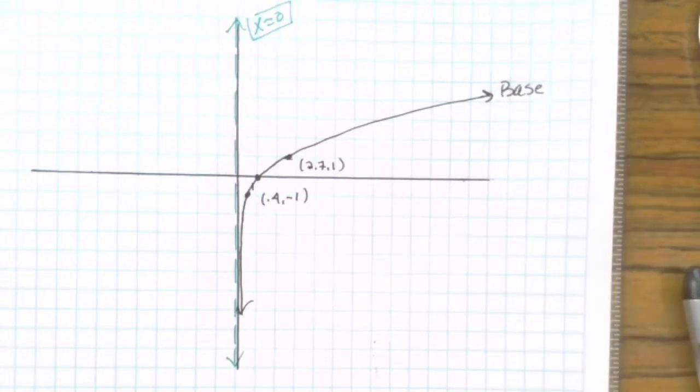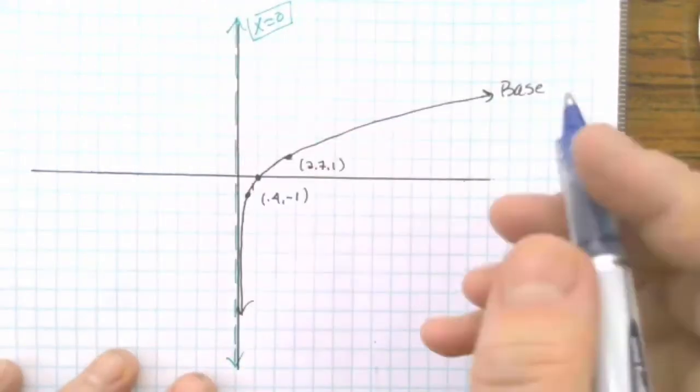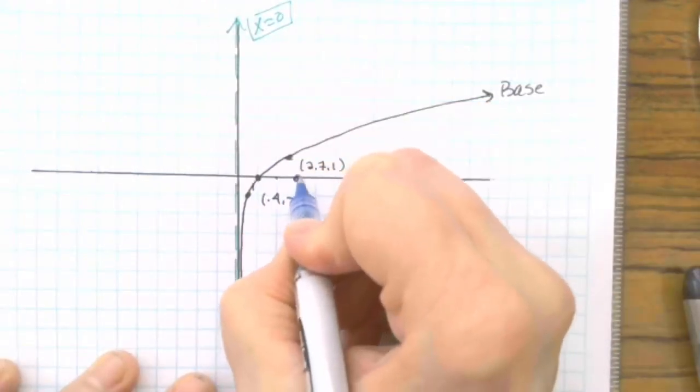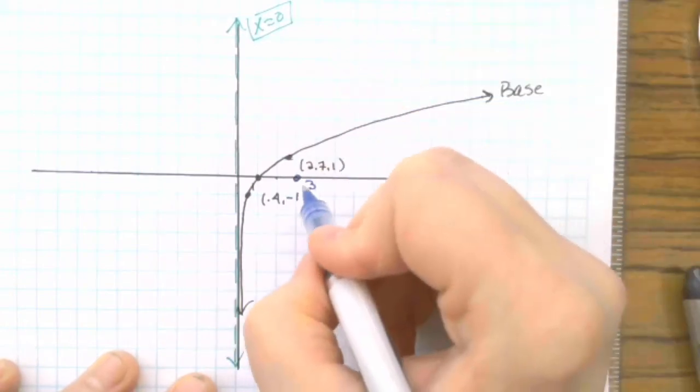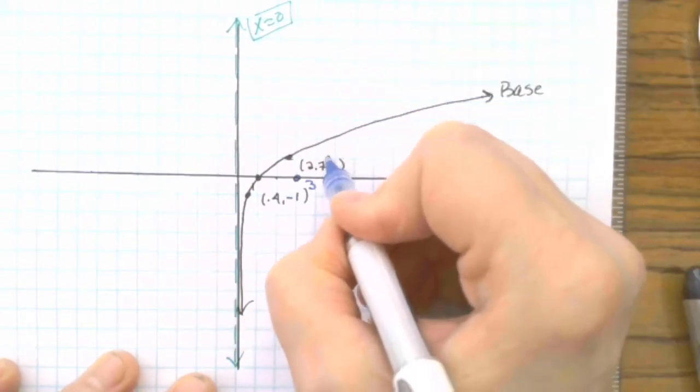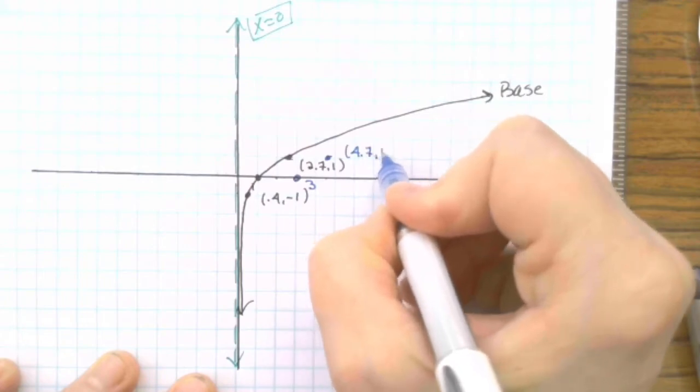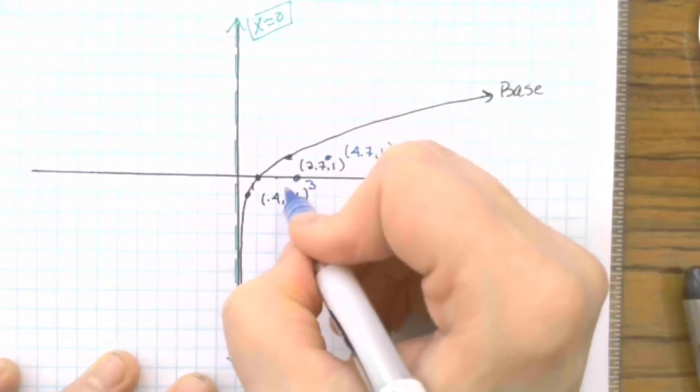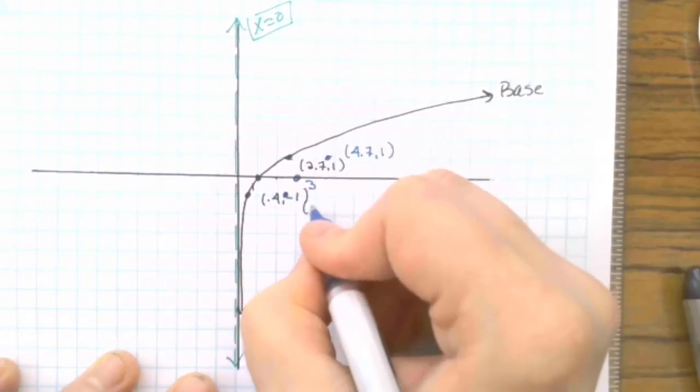Okay, now we're going to plot the second 3 points. It's supposed to go 2 to the right. Let's see if it does that. 1, 2, 3, 0. 4.7 up 1. And 2.4 down negative 1.